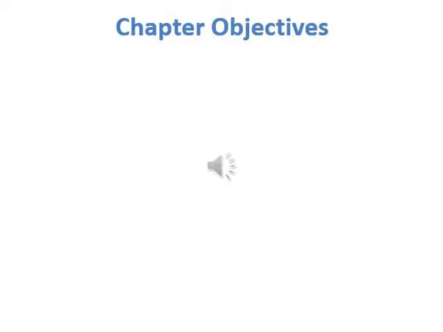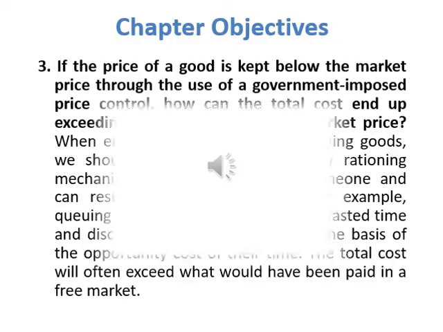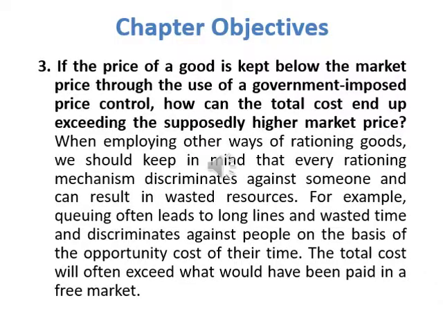Chapter Objectives. 3. If the price of a good is kept below the market price through the use of a government-imposed price control, how can the total cost end up exceeding the supposedly higher market price?